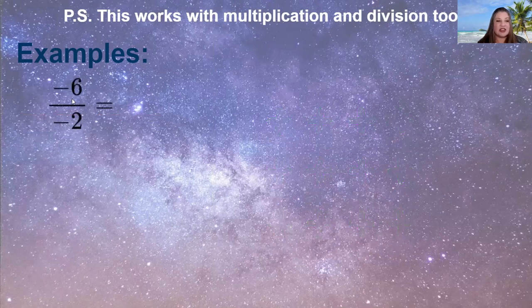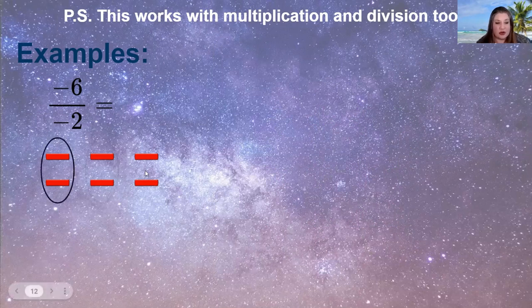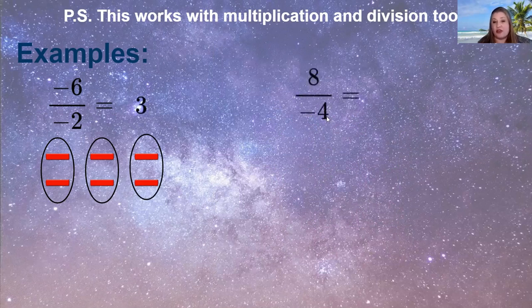And finally, with the division, negative 6 divided by negative 2. So I'm starting with 6 negatives. And remember, division is about groups of. So I want to group this together in groups of negative 2. Well, here's 1 group, here's 2 groups, and here's 3 groups. So my answer is 3. It gets a little trickier when it's a positive divided by a negative, or vice versa.